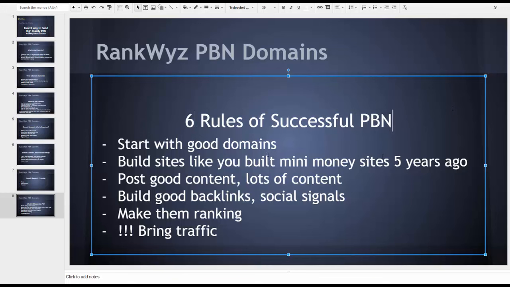rules of a successful PBN. First of all, start with a good domain. Again, not an absolutely perfect domain. Start with good enough domains, and as I said, a good link profile, a not-abused site, aged domains, and all the others related to it combined. And don't stop there. A lot of PBN courses spend 90% of the time on the value of the domain, and after that suggest you put up 5 spun articles. That's a recipe for disaster. So you have a good domain, that's a good start. Now you build sites like you build mini money sites.